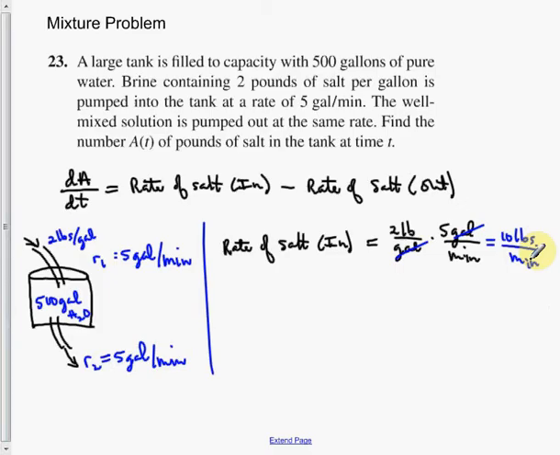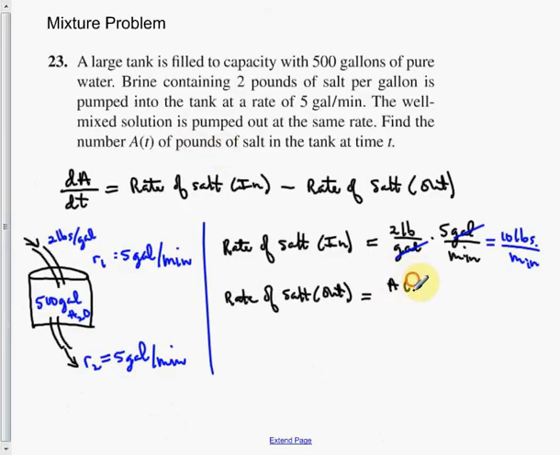Let's look at the rate of the salt going out. So here, now, for the rate that's going in, they tell us that we have 2 pounds of salt per gallon going in. They don't tell us that for what's going out. So here we're going to call that A. That is basically what we're looking for. Find the amount of pounds of salt in the tank. So here this is going to be A.